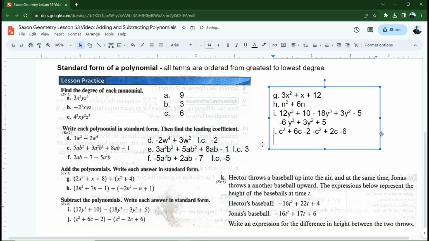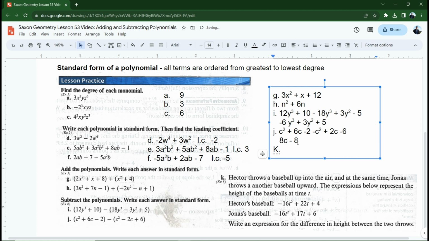C squared minus c squared. Ooh, my squared term is just going to disappear because c squared minus c squared is 0. All right, but I am going to have a c term. 6c plus 2c is 8c. And then minus 2 minus 6 is minus 8. 8c minus 8. That is my answer. All right, then finally, K.